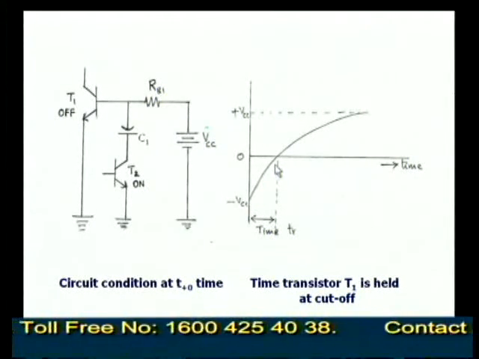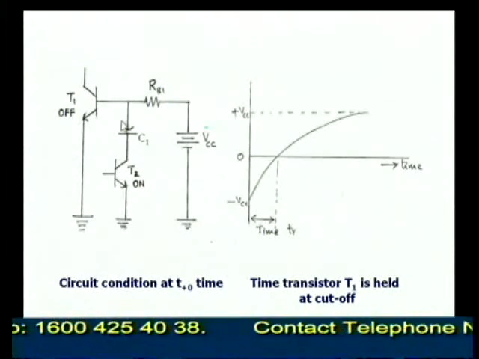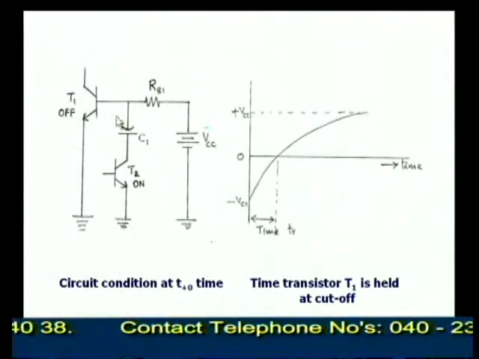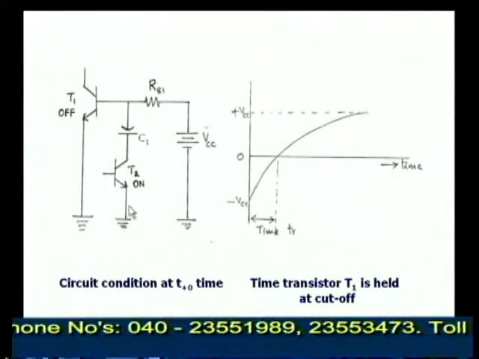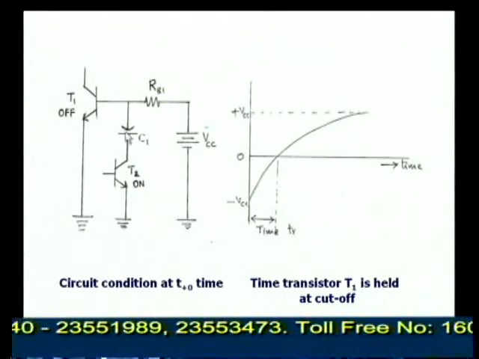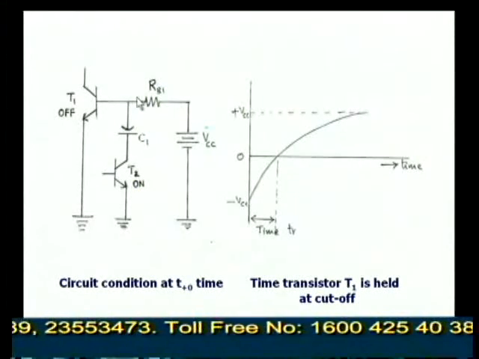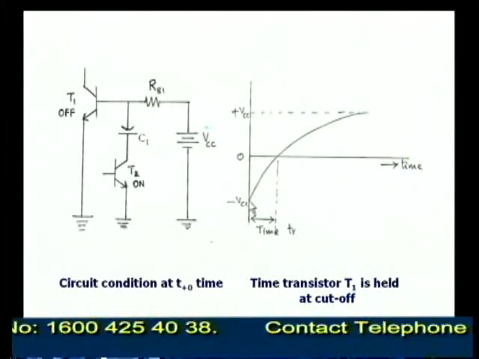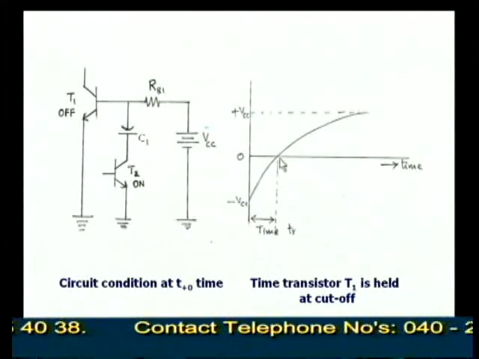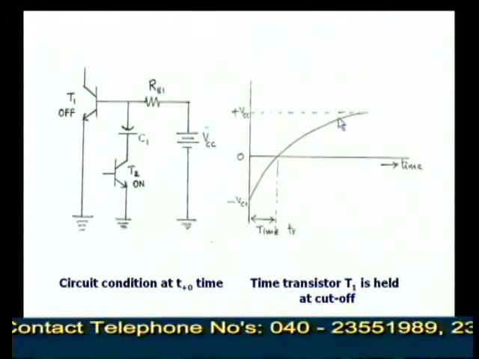Thereby the charging voltage of the capacitor will be the base voltage to the transistor. The charging voltage across this capacitor, because it is a short circuit, will be the base to emitter voltage of transistor T1. Clearly we can see here the charging voltage of the capacitor is increasing towards VCC.